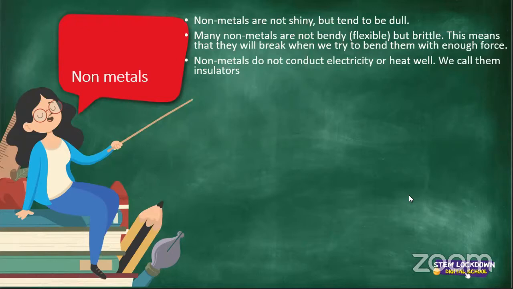So basically an example of insulator is plastic or rubber or wood. Now these do not conduct electricity, so they are called insulators.